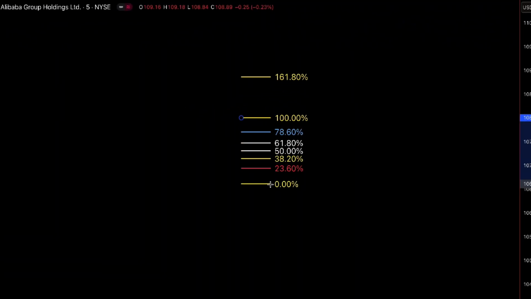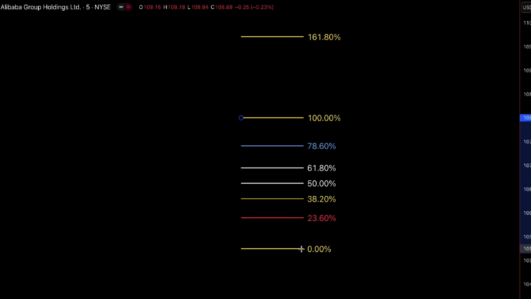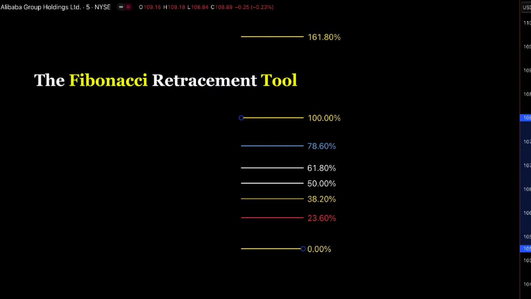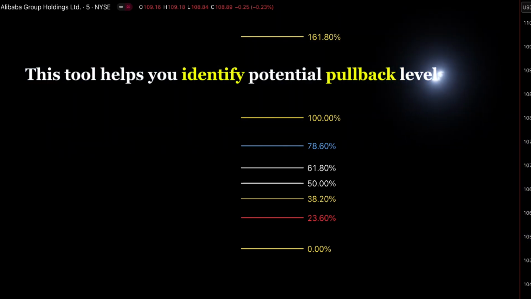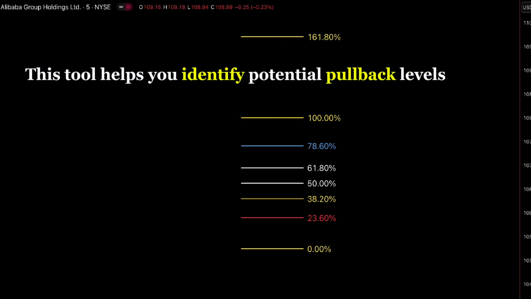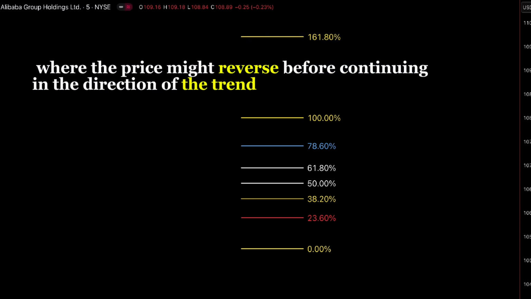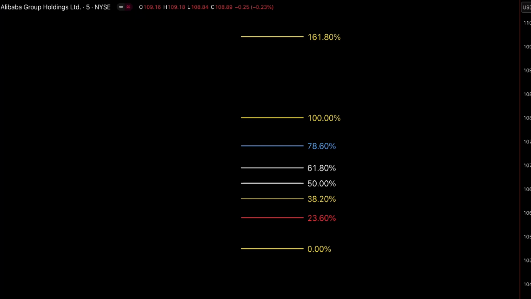Now that we've covered the MACD, let's dive into another powerful tool used by professional traders, the Fibonacci retracement tool. This tool helps you identify potential pullback levels where the price might reverse before continuing in the direction of the trend. It's based on a sequence of numbers known as the Fibonacci sequence, and from this we get key retracement levels commonly used in trading: 23.6%, 38.2%, 50%, 61.8%, and 78.6%.